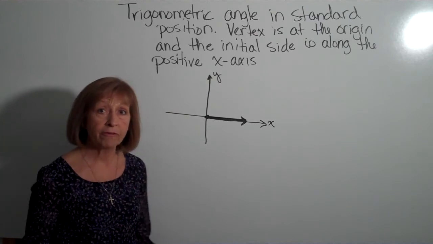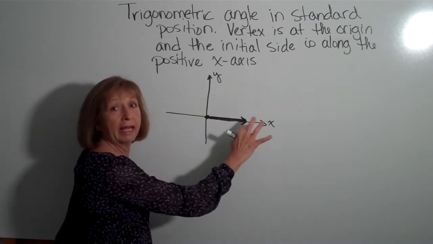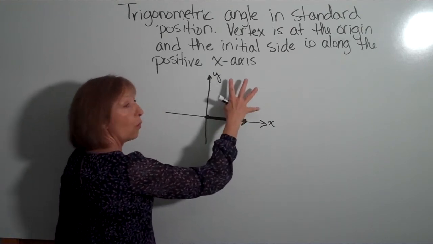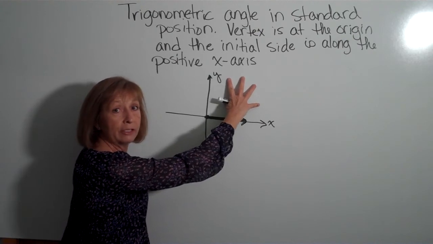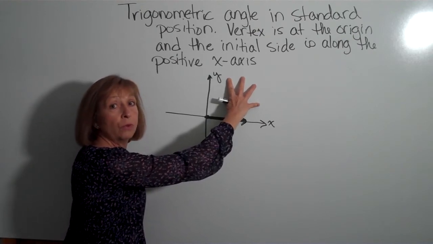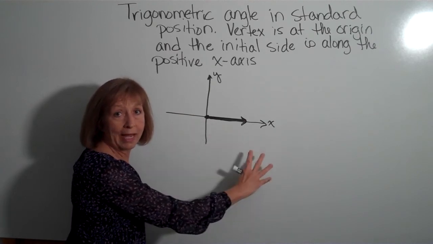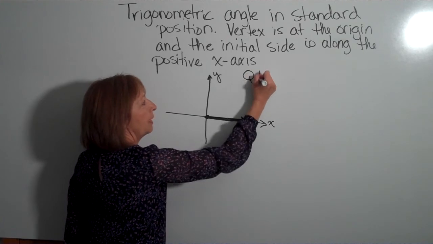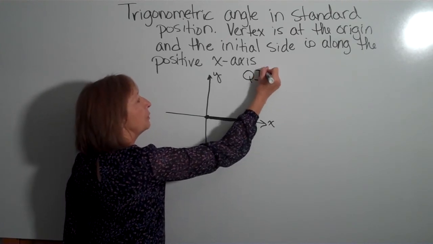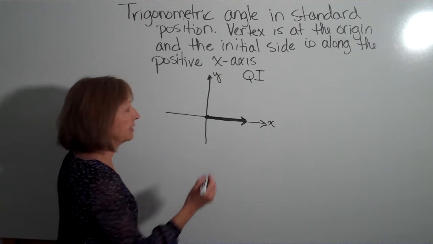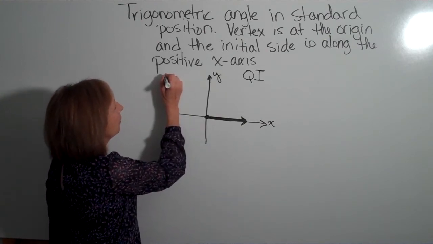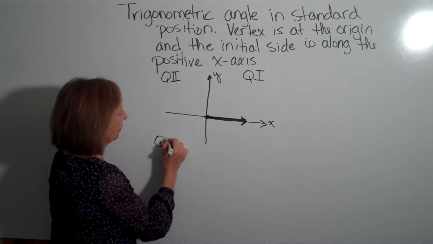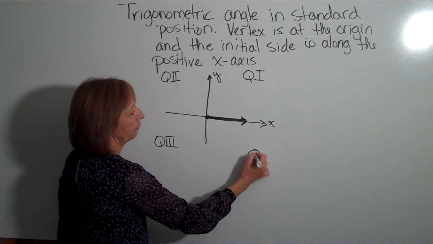Now let's just recall from algebra that when I have my coordinate plane and I have my x and my y axis, the quadrants are numbered with your first quadrant in your upper right hand corner, and you go counterclockwise when you name these quadrants. So my upper right hand quadrant is Q1, and a lot of times we use Roman numerals to name our quadrants. Then the upper left hand quadrant is Q2, then Q3, and then Q4.